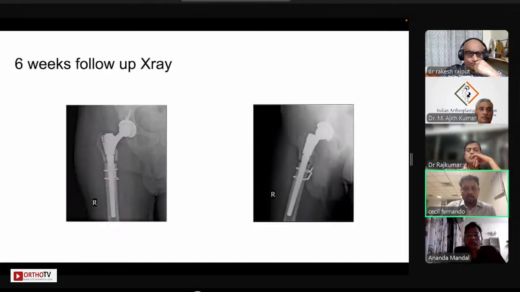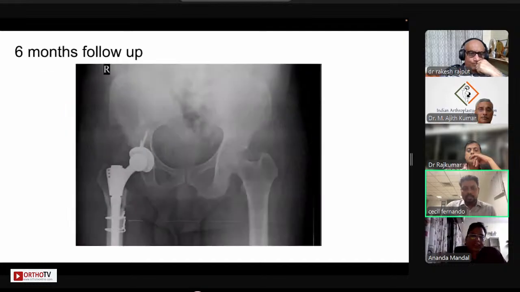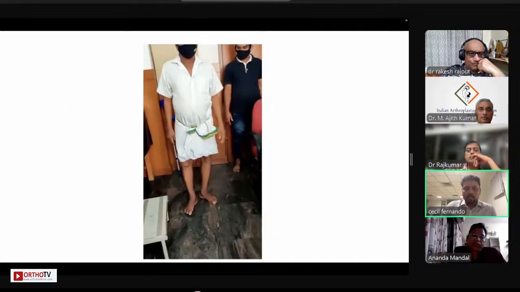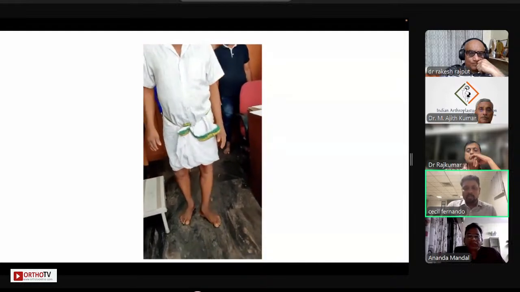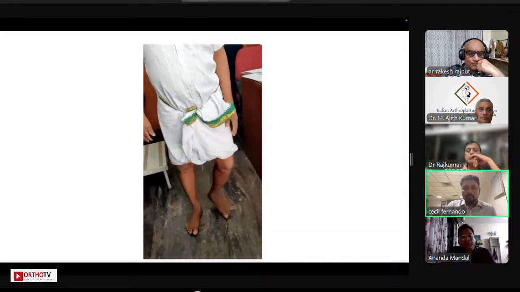This was a 6 weeks follow-up. This was a 6-month follow-up. This patient is walking at 6-month follow-up with a lurch.